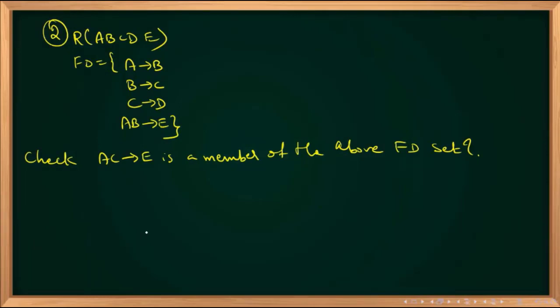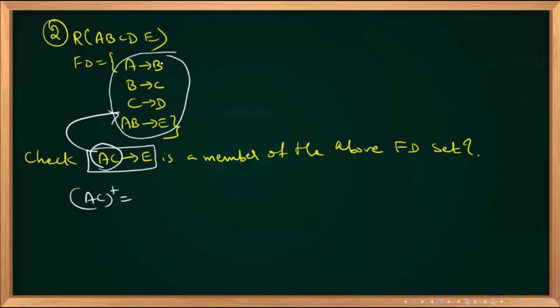Many are saying yes. So you understood it thoroughly, very quickly giving the answer. Very nice. So how will we do it? In order to find whether this is a member of this functional dependency set, we take the closure of AC. AC closure will definitely contain AC.